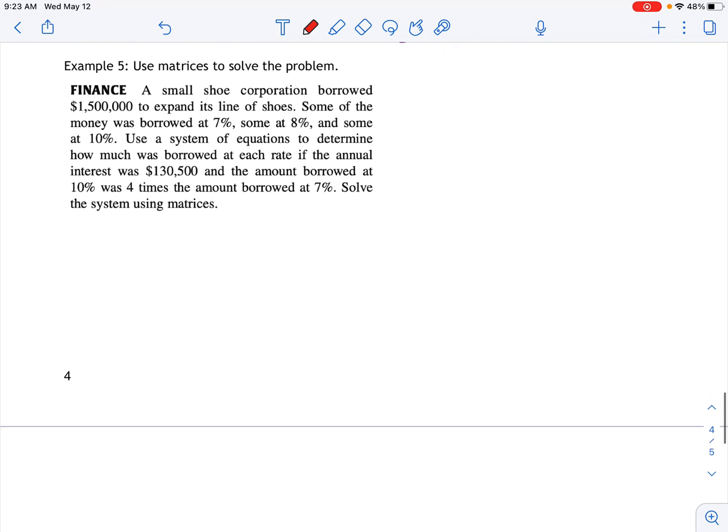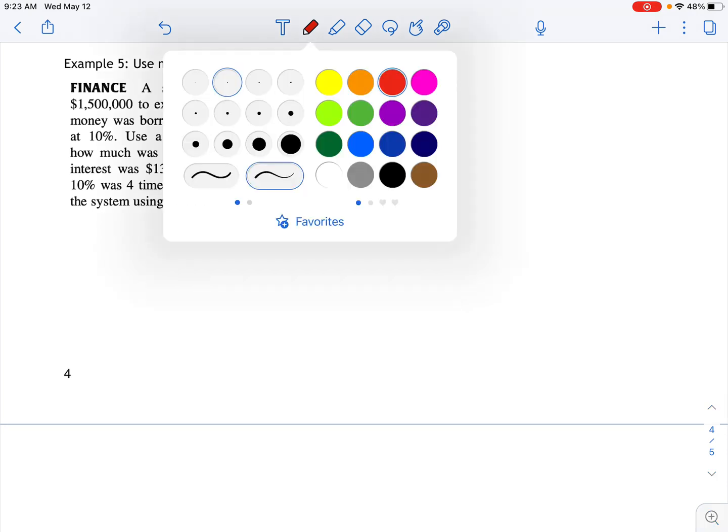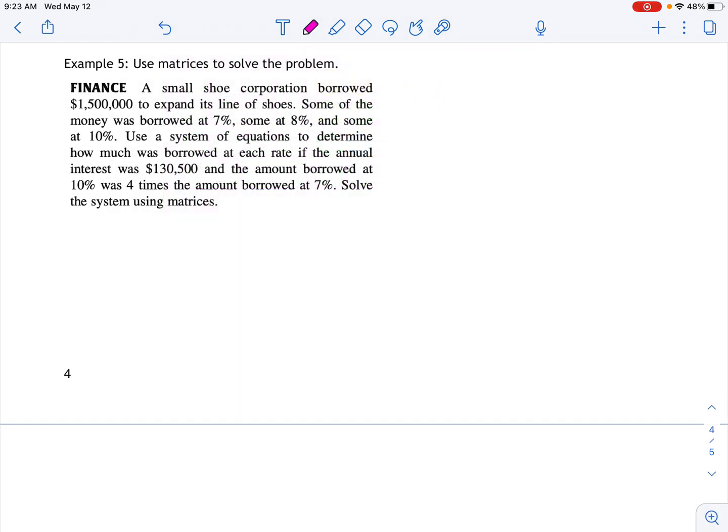All right, for our last example, it says use matrices to solve the problem. So this one doesn't start with a matrix. We have to write our own system, turn it into a matrix, solve it, and then we will have our answers. So I'll read here. It says, a small shoe corporation borrowed $1.5 million to expand its line of shoes. Some of the money was borrowed at 7%, some at 8%, and some at 10%. Use a system of equations to determine how much is borrowed at each rate if the annual interest was $130,500 and the amount borrowed at 10% was 4 times the amount borrowed at 7%.